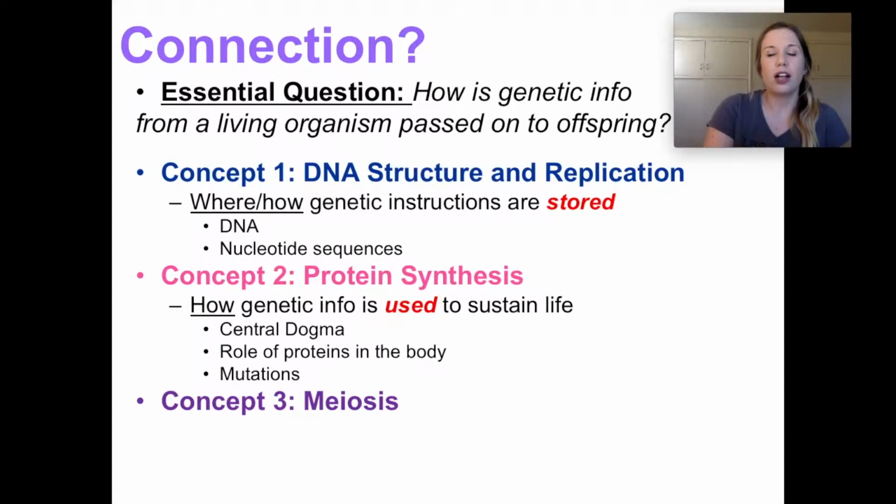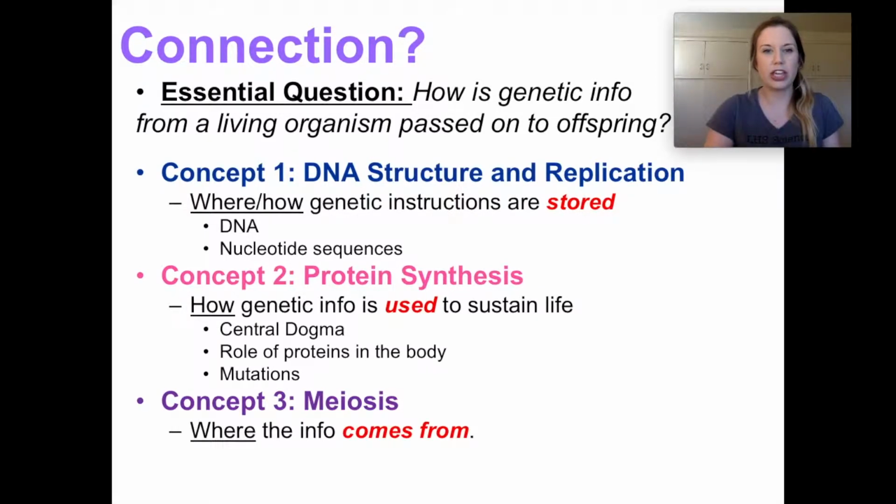In Concept 3, meiosis, we're jumping backwards a bit. We know how those DNA instructions are stored, and we know how they are used to build proteins that keep us alive. But take a step back: where did that information come from? We all know that we inherit traits from our parents, but we don't really know what that means. We get that information, and it all starts with the formation of gametes.